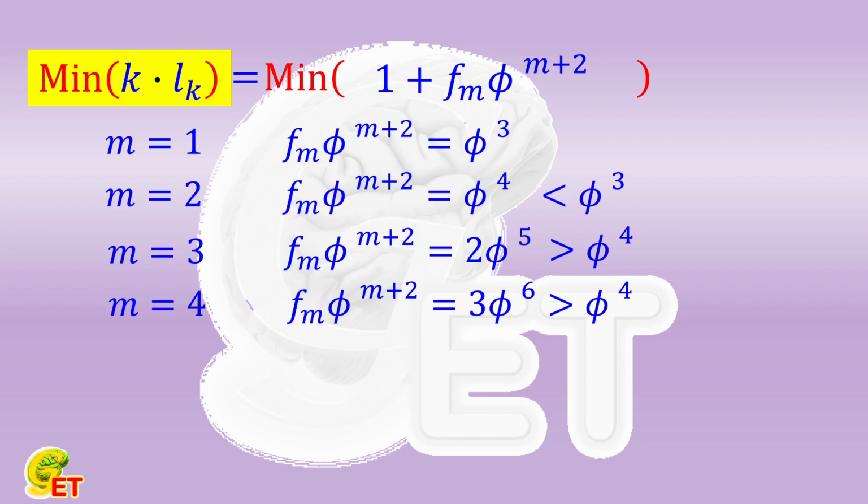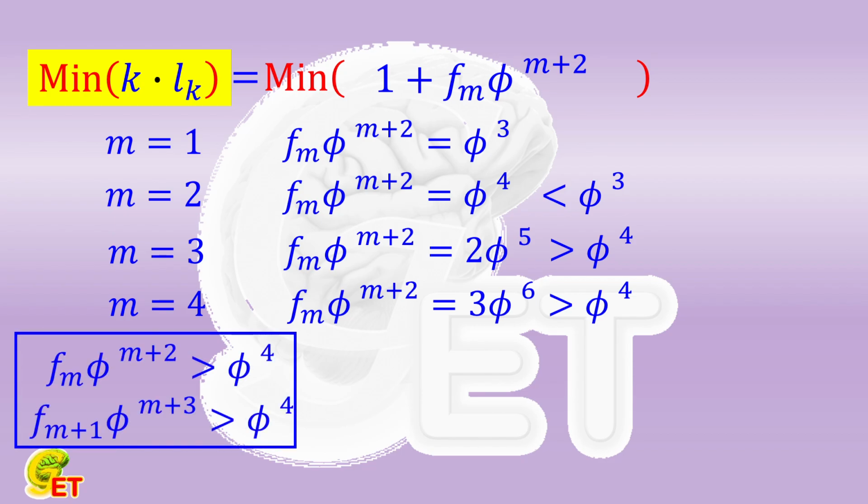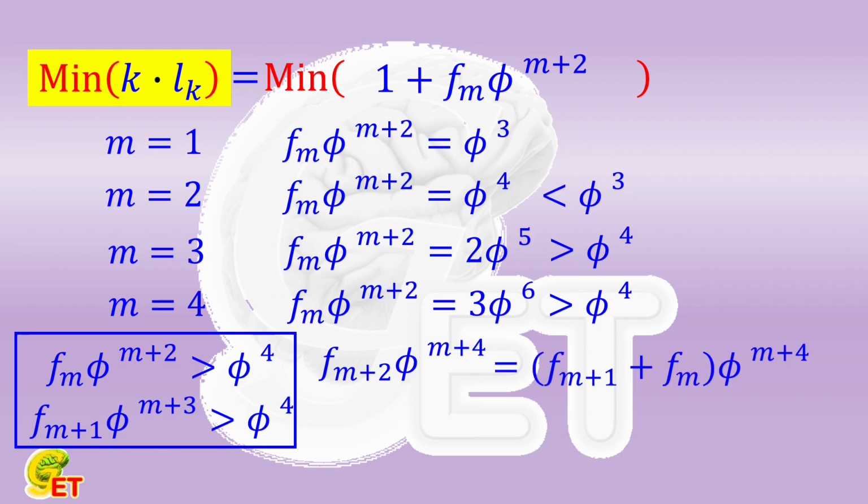So is the minimum value really phi to the fourth power? We can prove it by using mathematical induction. We have known that, when m equals 3, both Fm times phi to the power of m plus 2, and Fm plus 1 times phi to the power of m plus 3 are bigger than phi to the fourth power. So we are going to prove that, Fm plus 2 times phi to the power of m plus 4 is also bigger than phi to the fourth power. We first write Fm plus 2 as Fm plus 1, plus Fm. The former part is written as Fm plus 1 times phi to the power of m plus 3, times phi.